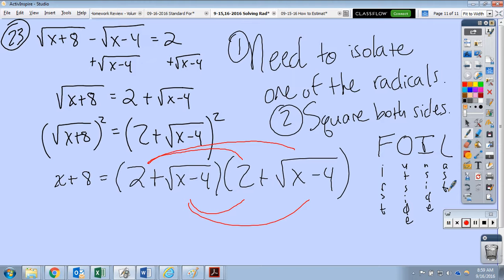So the first term, 2 times 2, is 4, good. 2 times this radical is just 2 times that radical, 2 of those. Then we have this same radical times 2. I'm still going to write it properly, with the 2 in the front. Plus these 2. Now what is the square root of x minus 4 times the square root of x minus 4? Just x minus 4.